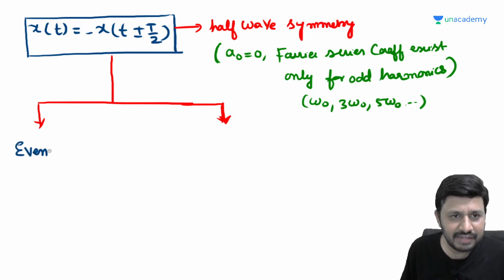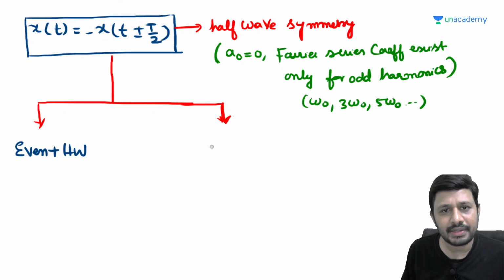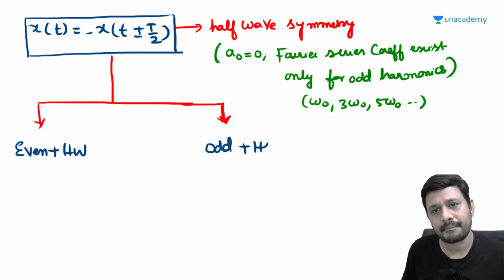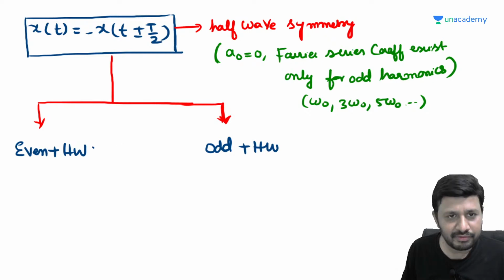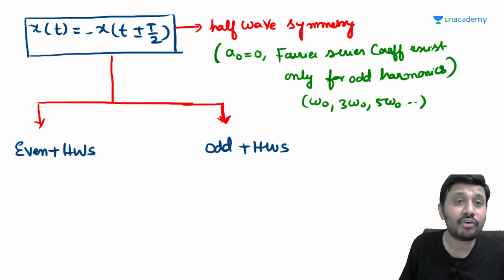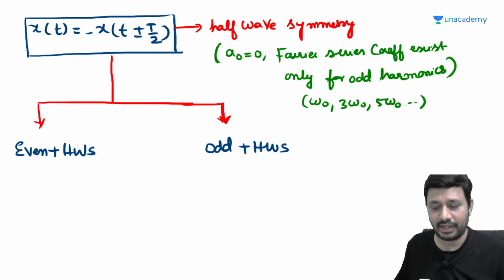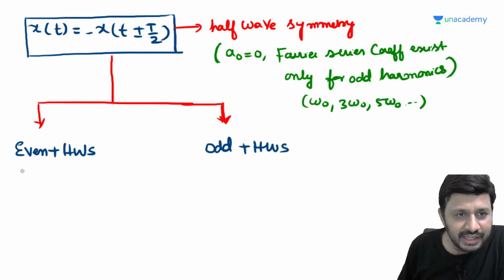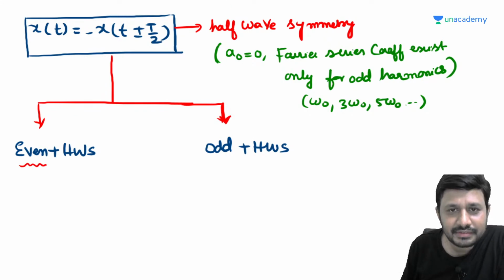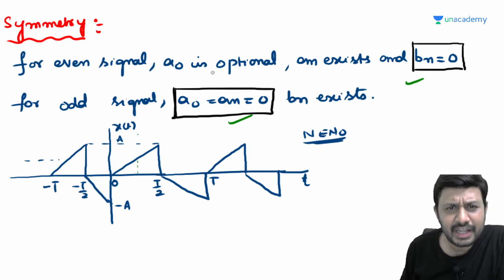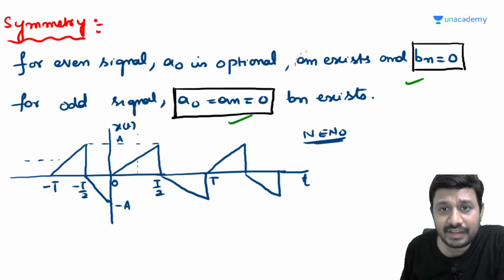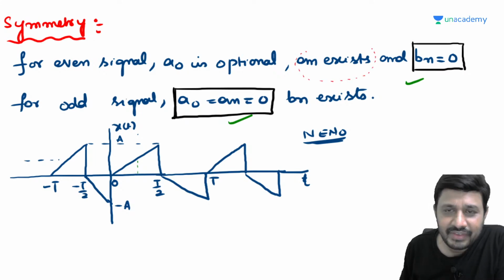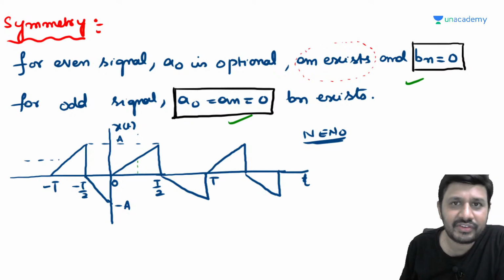What happens if the signal is even and half-wave? What happens if the signal is odd and half-wave? We must observe. Look here, if the signal is even and half-wave, in the resulting Fourier series expansion, what terms will we have? See, even means Bn is 0. A0 is optional, forget about A0, it may or may not exist, the DC value. So the important quantity of even signals is An, which definitely exists.